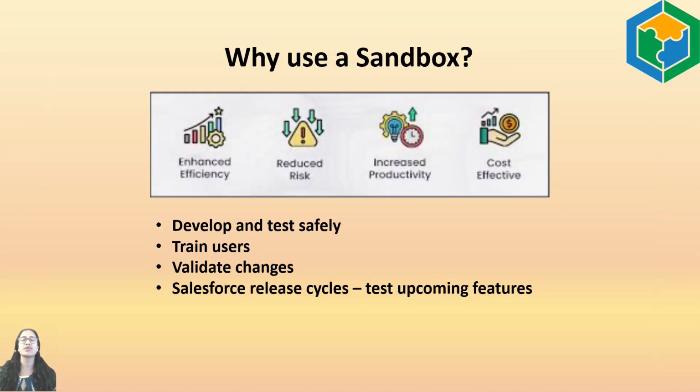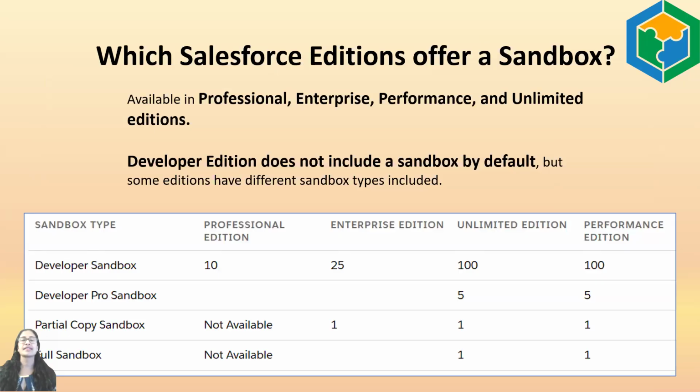Remember to track Salesforce release windows. During each major release, some sandboxes move to preview mode, giving your team an early look at new features before production is upgraded. Sandboxes aren't available in every Salesforce edition. Editions like Enterprise, Unlimited, and Performance include various sandbox options by default, while others may include an add-on license. You can check the availability by going to Setup and Sandboxes in your org.